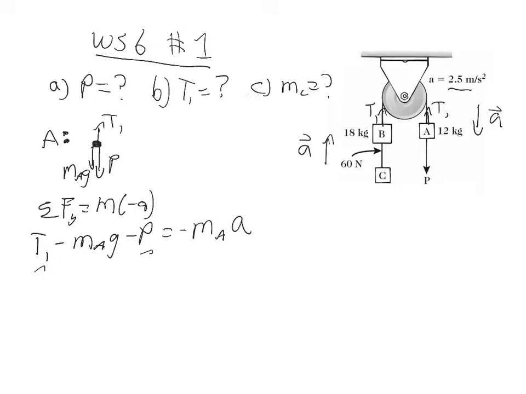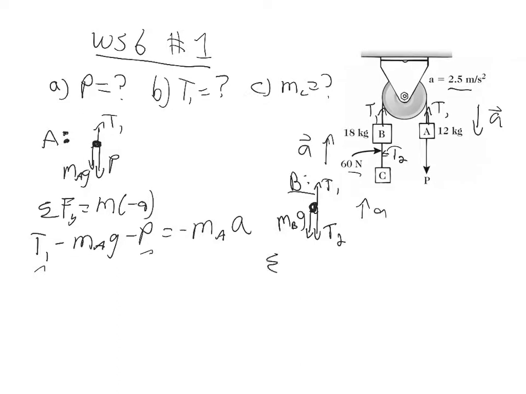So now let's move on to block B. Over here we'll do block B. For block B, what do we got? Well, we have T1 going up. Let's call this rope here T2. So we have T2 going down, which we know is 60 newtons, bonus. And then also going down, we have mBg, and it's accelerating up.